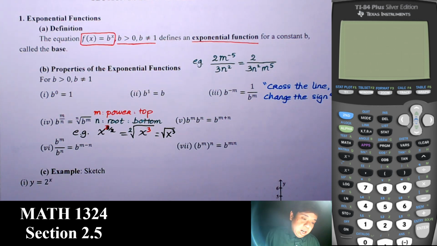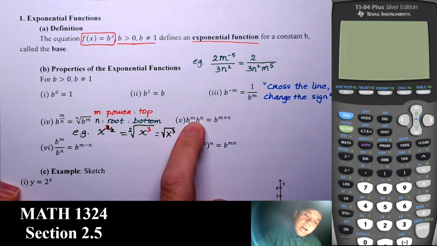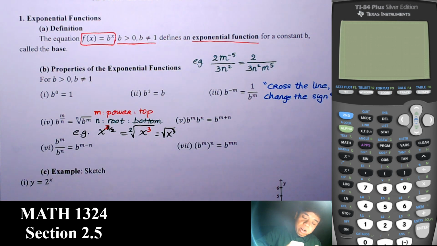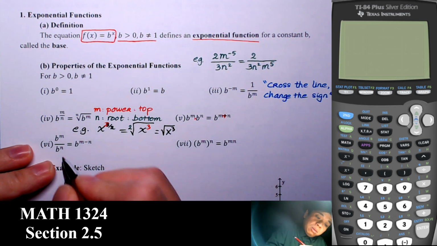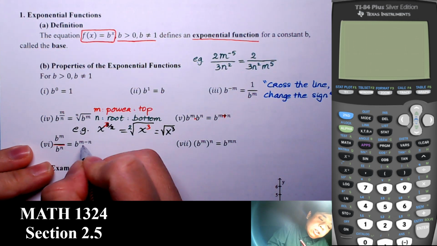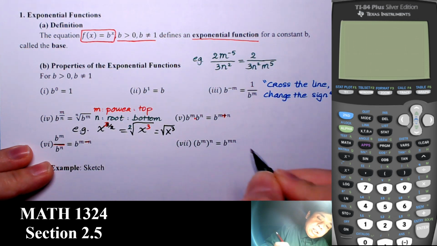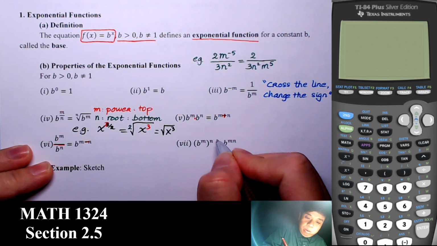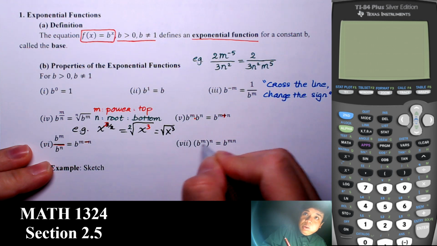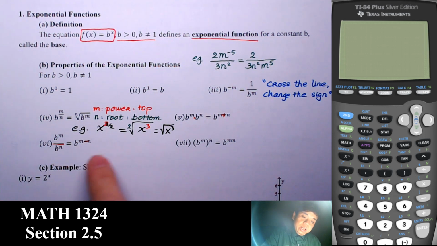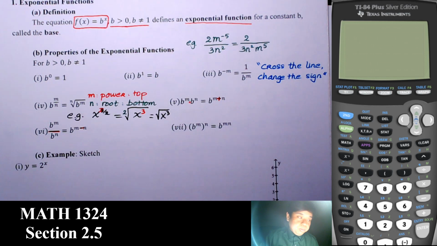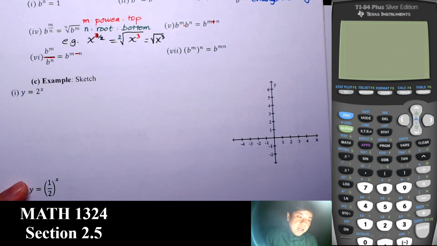The next three are also important when we multiply. Now this is very important, essentially in the next section. A product turns into a sum. Keep that in mind. A quotient turns into a difference, and for a power to a power, exponent to another exponent, we multiply the exponents. So these three will be very important in the next section. Let's look at some examples.